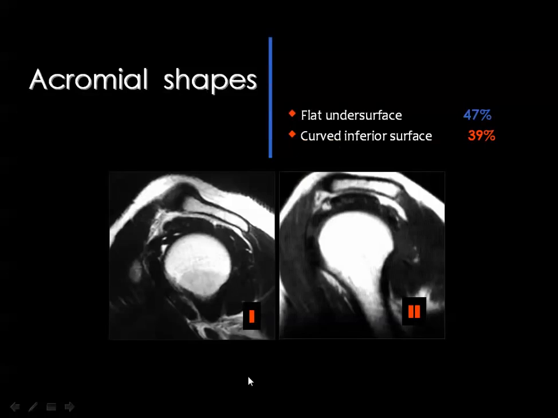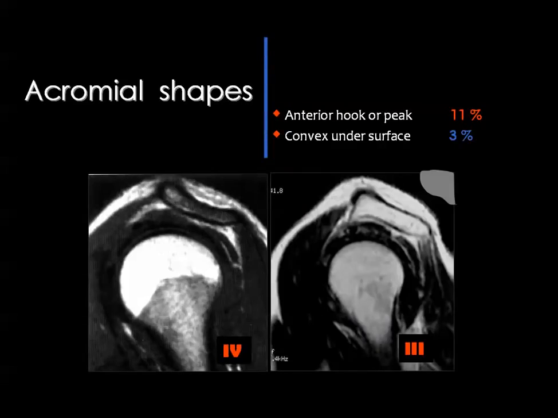Then the acromion shapes, as you remember, they are four: two normal and two abnormal. The normal acromion shapes include the acromion with flat undersurface and the acromion with concave undersurface. These are the normal acromion shapes. And the type 3 is the acromion with anterior inferior hook, and this is the dangerous one, contributing to degeneration and tears of the supraspinatus tendon.